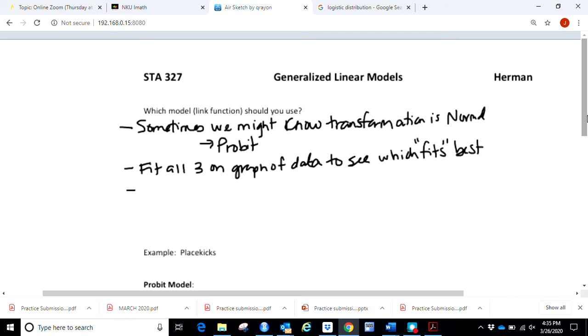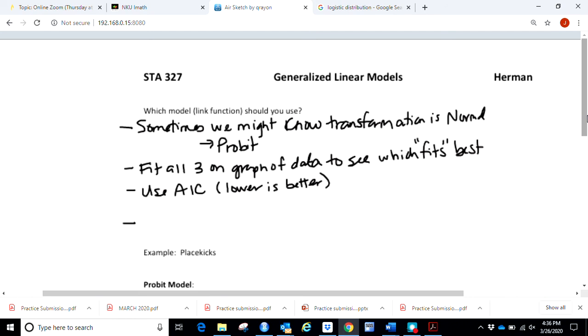Another criteria that we could use is this thing called Akaike's information criteria, or is labeled as AIC. When I would look at that number here in R, lower is considered better for the AIC. So those are different ways I could make a decision of which link function to use.